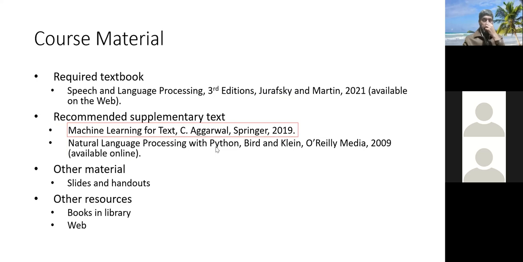So other books are also available. One other book that is more advanced and has more variety of topics is a book by Agarwal, Machine Learning for Text. If you have access to this book, that would be great as well. And there's an older popular book, Natural Language Processing with Python. I think this is also available online. You can get hands-on with this. A lot of stuff is also available on the web, so you can always supplement your reading with a simple Google search.